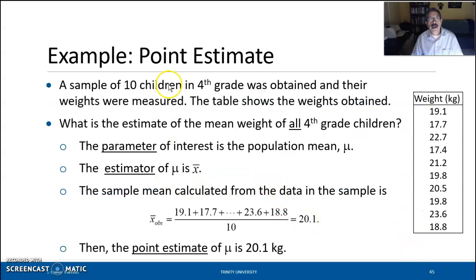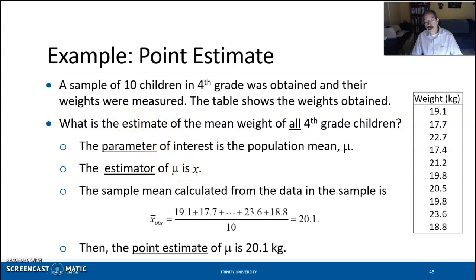All right. Here's an example to see what a point estimate is. In this example, we took a sample of 10 children that are in 4th grade, and we weighed them. The weights of these 10 children are here on this table. And we would like to estimate the mean weight of all 4th grade children. All, that means the population mean. So the parameter of interest is the population mean mu. And we saw from the previous table that the sample mean x bar is the estimator of the population mean.